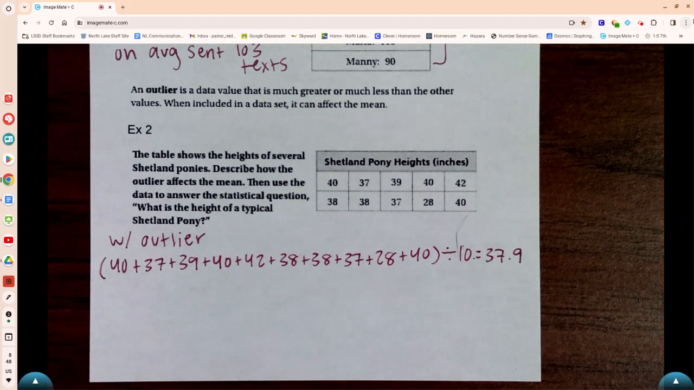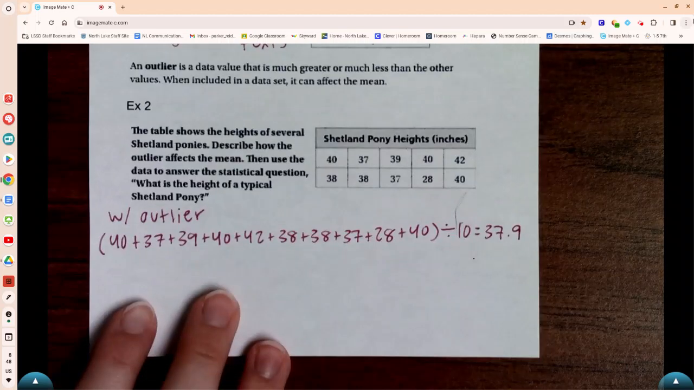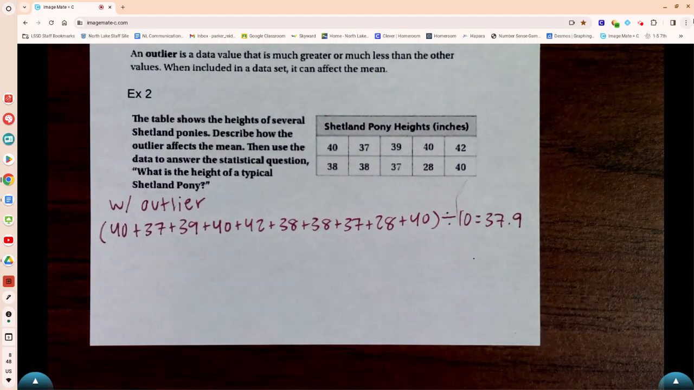So what we're going to do next is we're going to take out the outlier and then figure out how the mean is different when we do not include that. You have a question? We're going to get to there in just a second. It is, but we weren't quite there yet. You jumped ahead of me.